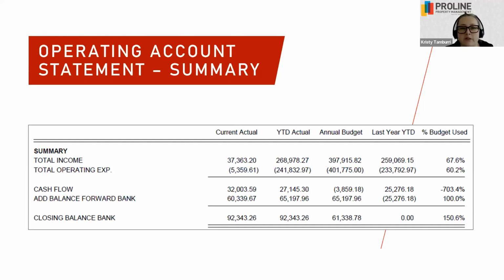So again, all of these summaries are included in the Strata Council Manual. It's a great resource if you're looking through your operating statement and you come across something that is confusing or you're unsure about. It's a fantastic tool to open up and dive a little deeper.